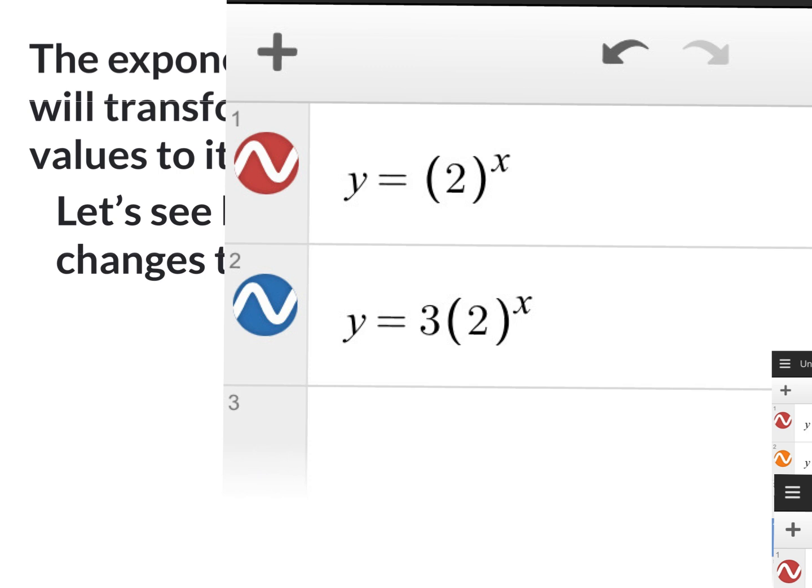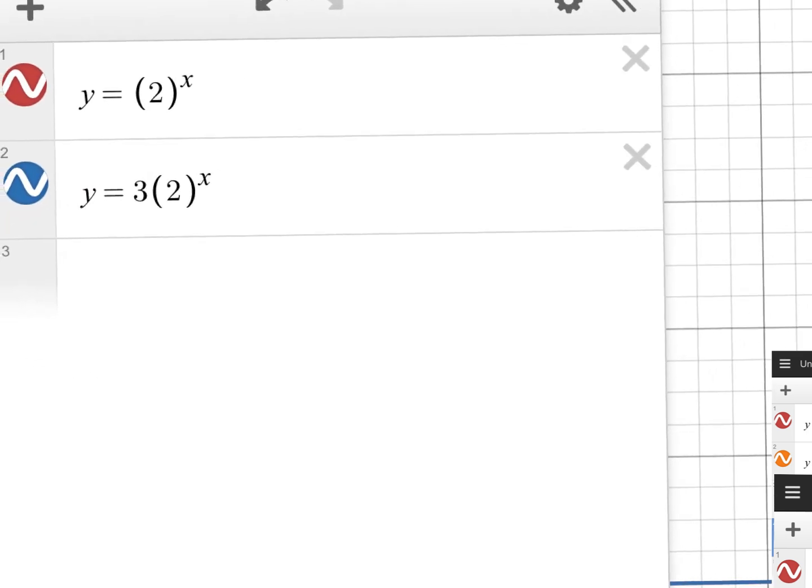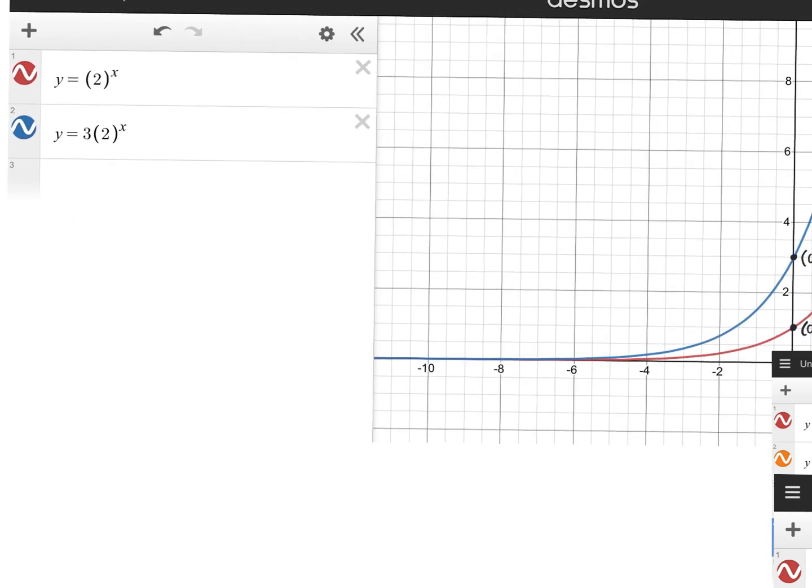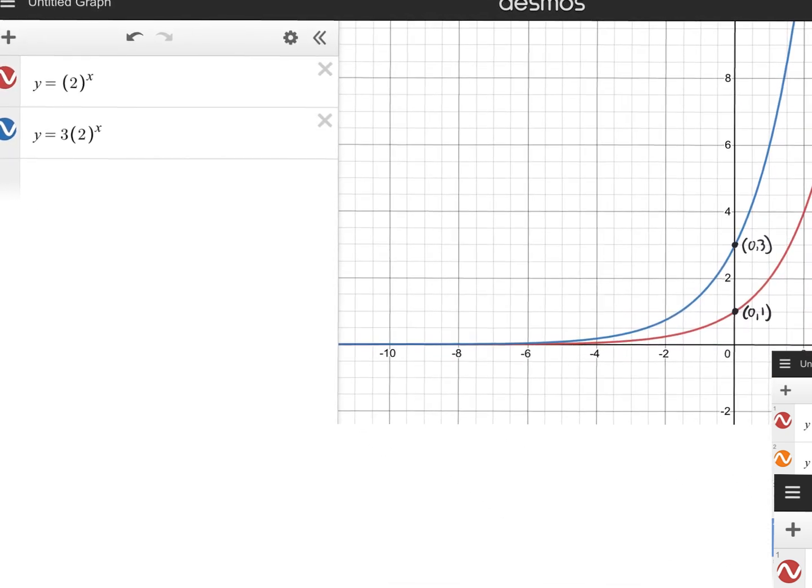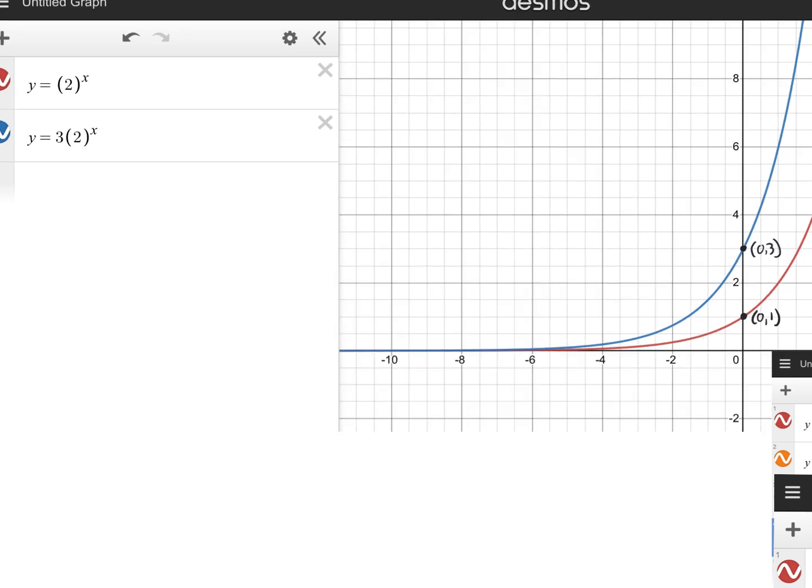What happens to the original parent graph? So hopefully everybody already typed this into Desmos, and you'll be able to compare the original parent graph to this new graph. Okay. On my Desmos, it graphed the original one in red, and it graphed the next one with the a value of 3 in blue. So they're still both growth functions because this value is greater than 1, that value is greater than 1, and it makes total logical sense. Anything times 2 makes it grow. 5 times 2 grows to 10. 3 times 2 grows to 6.